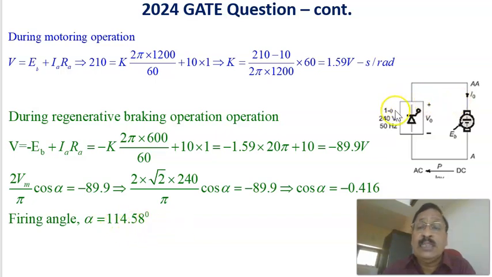degrees. Therefore, this converter should operate with a firing angle of 114.58 degrees, so that this motor works in a regenerative fashion, where the power flow is from the DC side into AC. That's called regenerative braking. During that period, the speed we select is 600 RPM, and the current is the same as the previous rated current, 10 amperes. So the answer is 114.58 degrees. That is the firing angle of the converter.